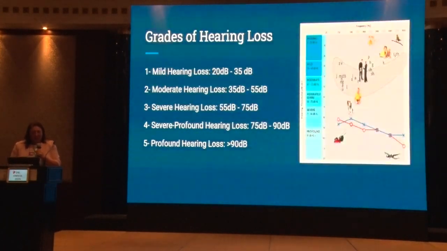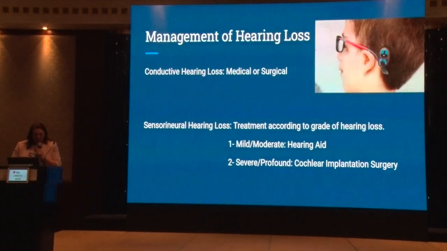As for grades of hearing loss, mild hearing loss is from 20 decibel to 35 decibel. Moderate hearing loss is from 35 to 55, severe hearing loss from 55 to 75, severe to profound from 75 to 90 decibel, and then profound hearing loss.